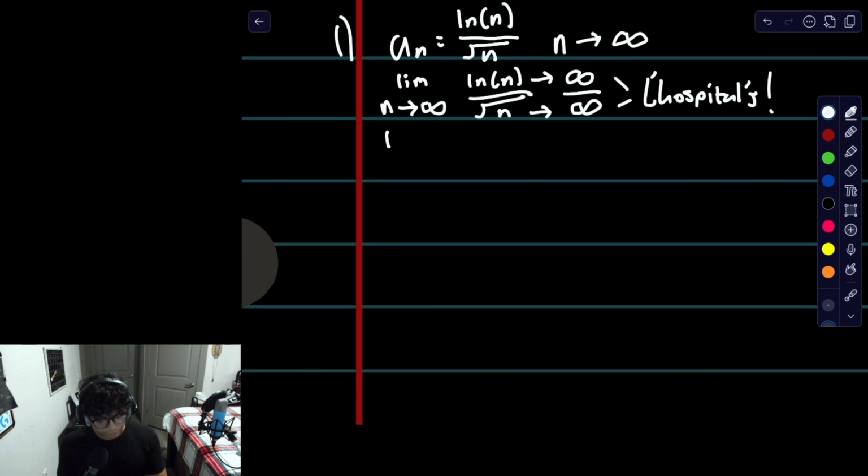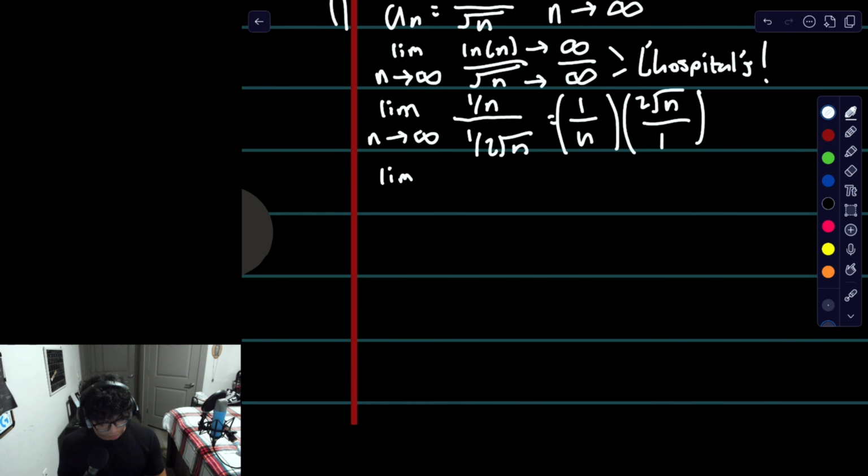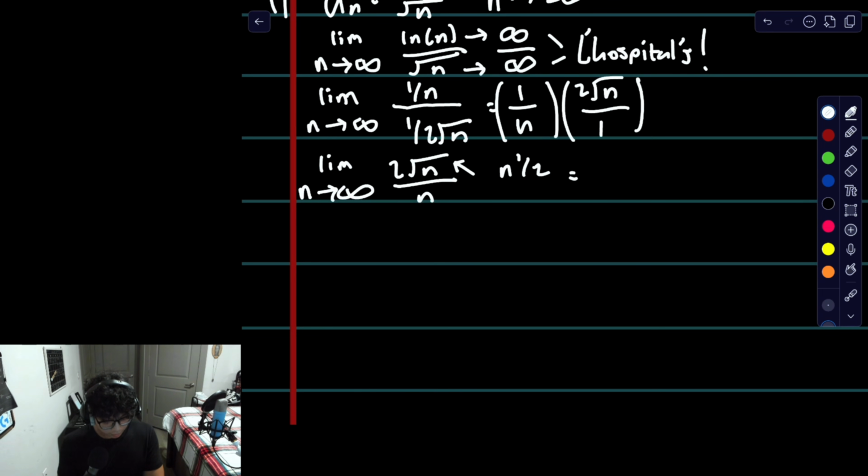So taking the derivative of the top and the bottom, the derivative of ln n becomes 1 over n, and then the derivative of the square root of n becomes 1 over 2 times the square root of n. And rearranged, this is basically the same thing as 1 over n times 2 times the square root of n over 1. So then the limit of n to infinity becomes 2 times the square root of n over n. Now you can look at this square root of n to be the same thing as n to the 1/2. So this is the same thing as 2 times n to the 1/2 over n.